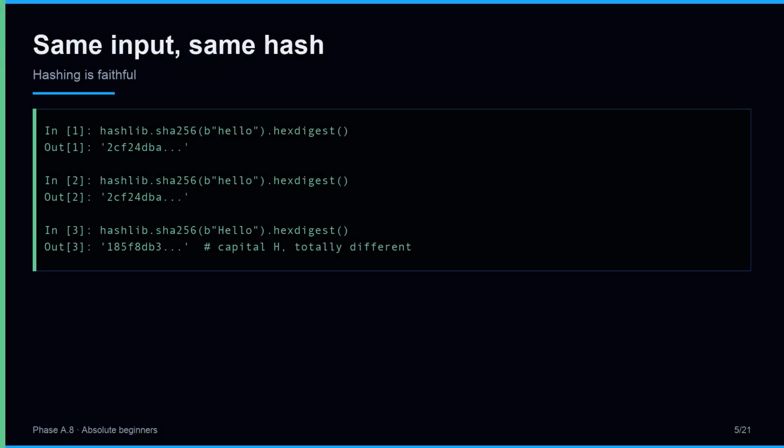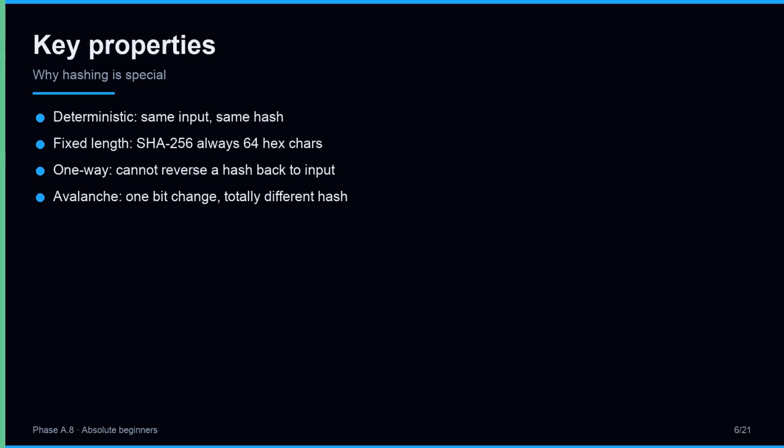Watch how faithful hashing is. Hash hello twice and you get the exact same fingerprint both times. The same input always produces the same output. This is called determinism. But hash a capital H followed by lo, Hello, and the hash is completely different. Not one character off. Entirely different. This sensitivity to input is what makes hashes so good at detecting even tiny changes in data.